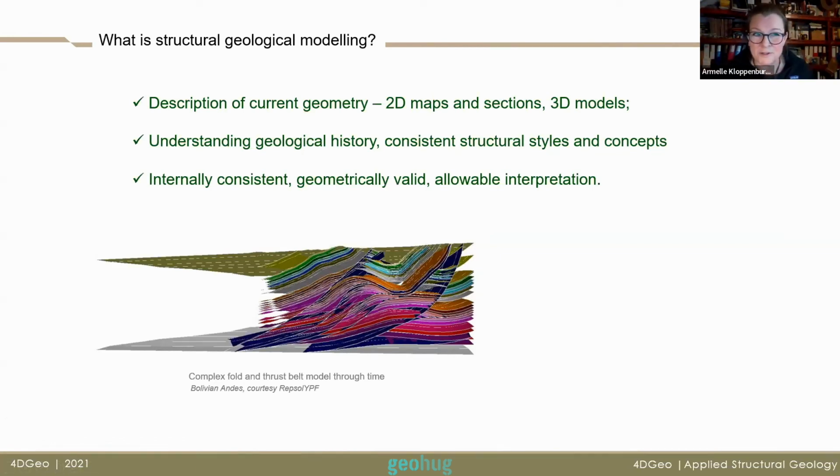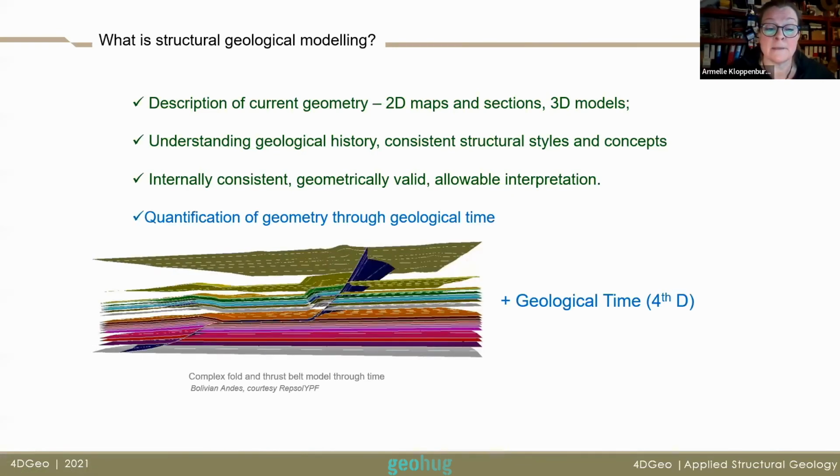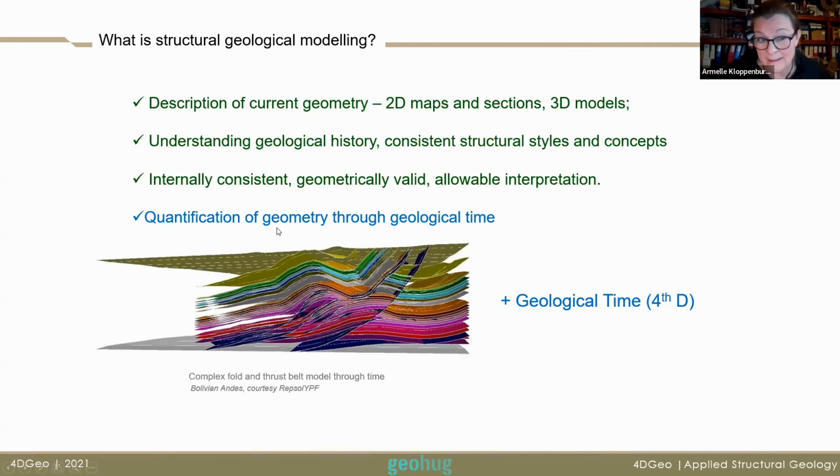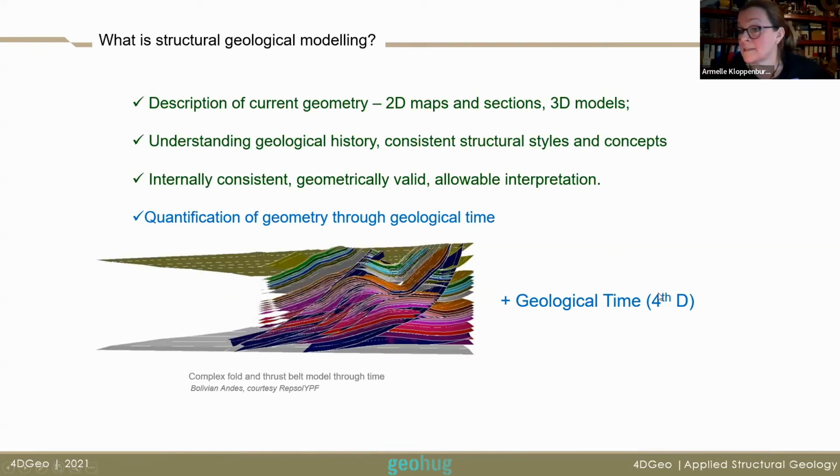But first of all, what is structural geological modeling? It's first of all a description of the current geometry of the geology in maps, sections, ultimately in three-dimensional models, but it's also about understanding the geological history that's behind it, and so it's about a good story to go with the model. It aims to produce an internally consistent and a valid, at least allowable interpretation, and on top of that, it is in my eyes also a quantification of not just the geometry as it is today, but also how that came to evolve through geological time. So time is the fourth dimension.